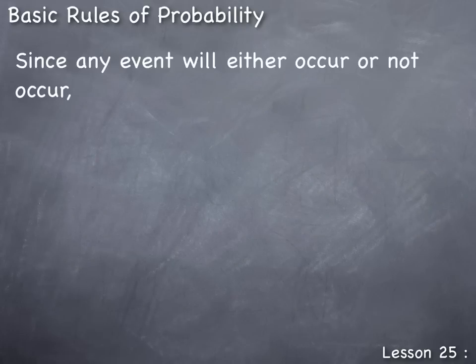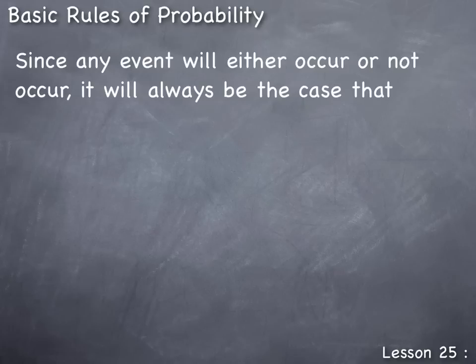Since any event will either occur or not occur, it will always be the case that the probability of E plus the probability of not E equals 1. That is, it's guaranteed to always happen that something either happens or doesn't happen. We could take advantage of this mathematical equation by solving for the probability of an event does not occur by subtracting the probability that it does occur. And what we do to one side, we do to the other side of the equation to keep things equal.